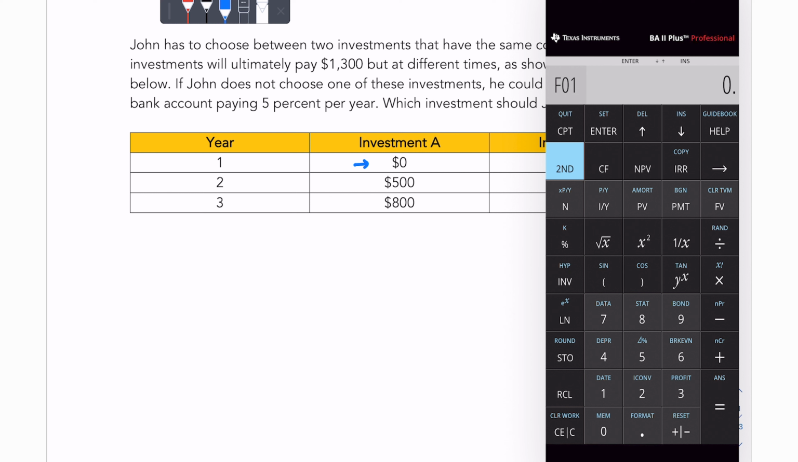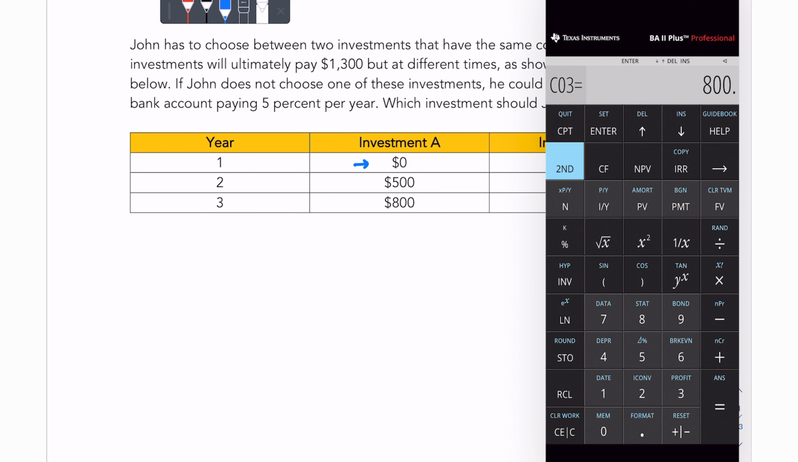Now for the frequency, we're going to want to set that to 1. And basically we're telling the calculator that we have a payment of 0 one time. Then go down. Investment A has a $500 payment as the second cash flow. We'll arrow down. The frequency is 1. That's fine. We can leave it as it is. Then go down again. The third cash flow is 800.